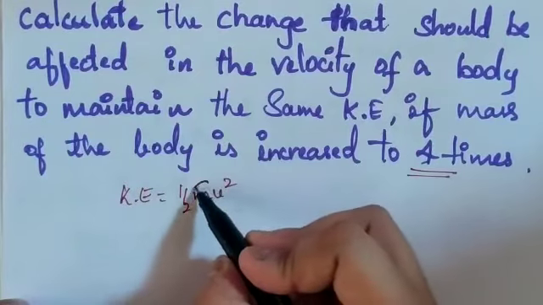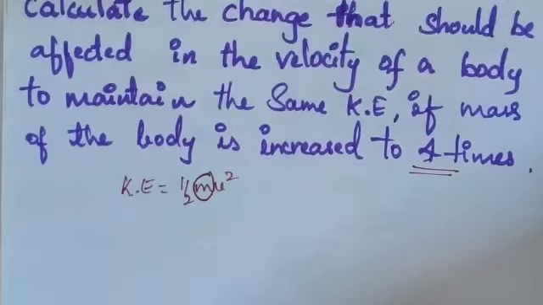Whenever I increase the mass of the object by 4 times, how much will the velocity of that object change to maintain the same kinetic energy? The kinetic energy before increasing should be equal to the kinetic energy after increasing. I have to maintain the kinetic energy the same. What value should I change the velocity to, so that I can maintain the kinetic energy even though the mass of that object has been increased?